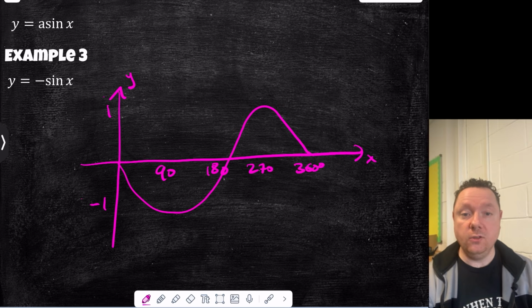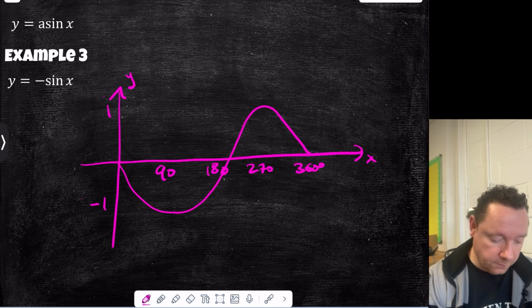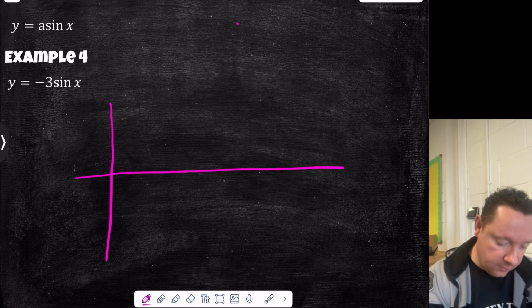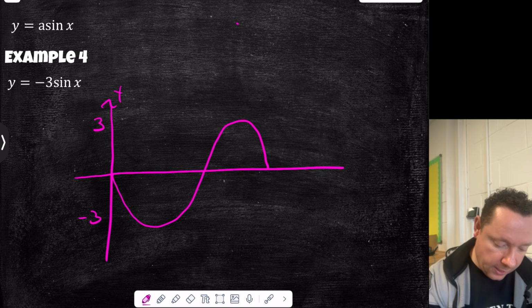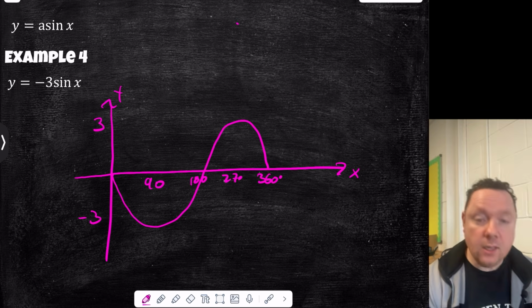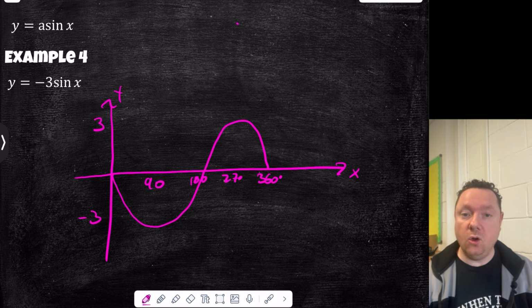And similarly, you can do the same if you put -3 or -4. Y equals -3 sine x, then I would go underneath and then up. But instead of being 1 and -1, it would be 3 and -3. Y and x, 90, 180, 270, and 360. So that is amplitude in a nutshell, and that applies to cos or sine.